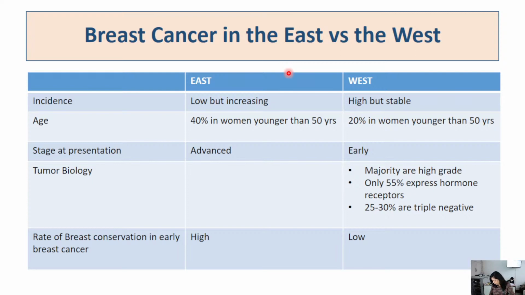Even the tumor biology differs in the East and the West. Unfortunately, we have more triple negative disease, more high-grade disease, and putting all these together, the outcome is that we have a poor rate of breast conservation in even early breast cancer, whereas in the West, mostly cancer is being treated by conservation treatment.